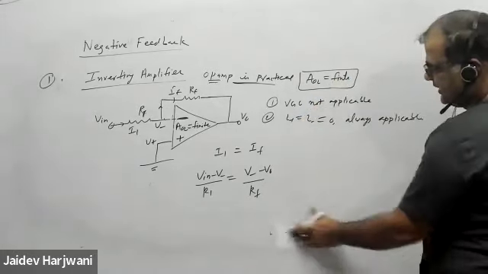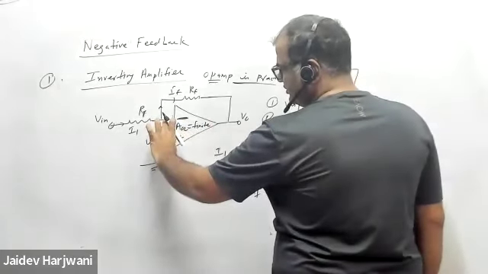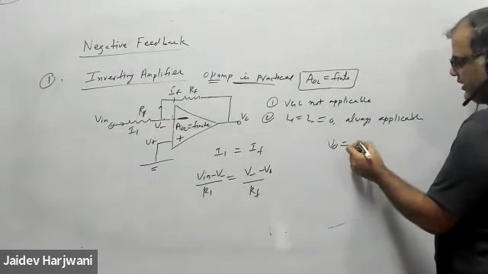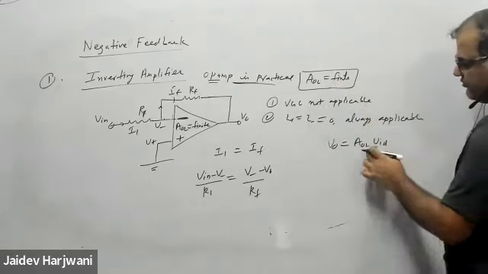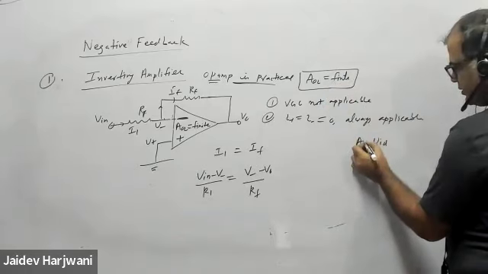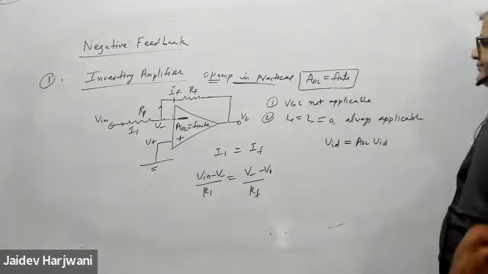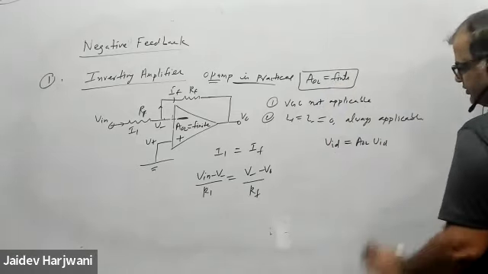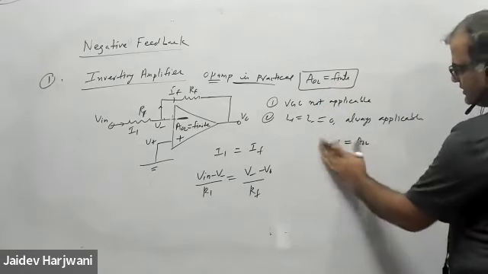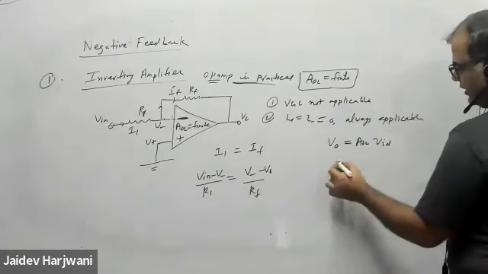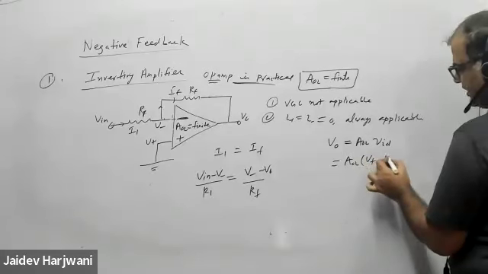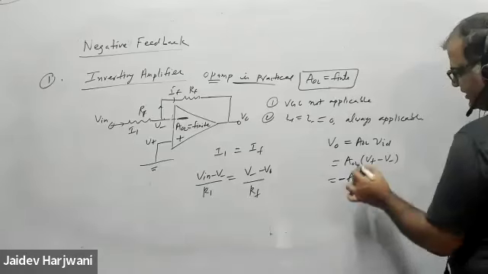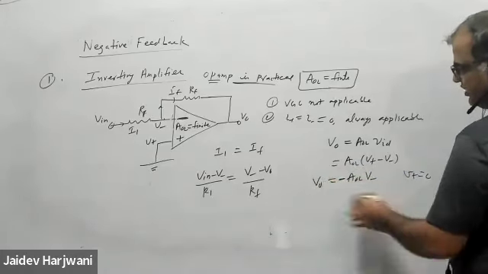And you have to remember one more thing, this is the voltage at this terminal. So when a voltage is there, what output will come? Output will come AOL VID. Now AOL is finite, it's not infinite. So V naught is AOL VID, and VID is V plus minus V minus. V plus is zero, so V naught is AOL times minus V minus, because V plus is zero.